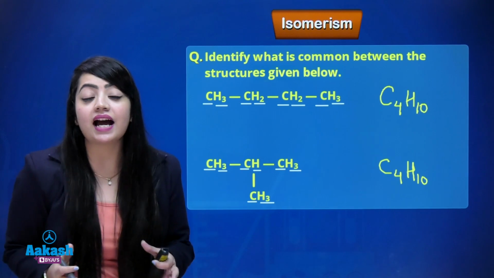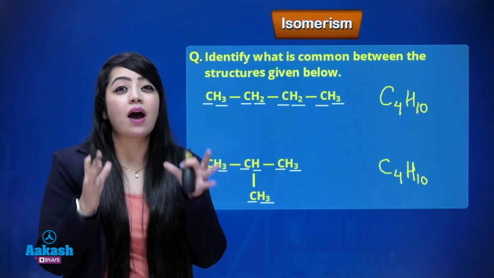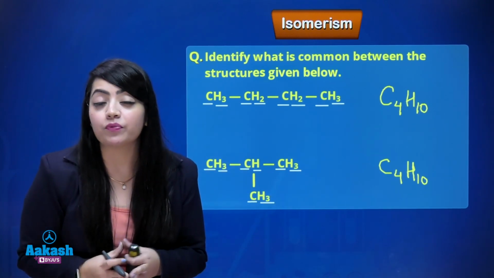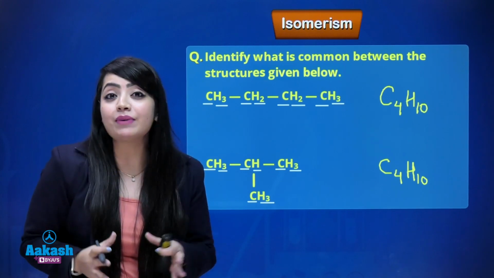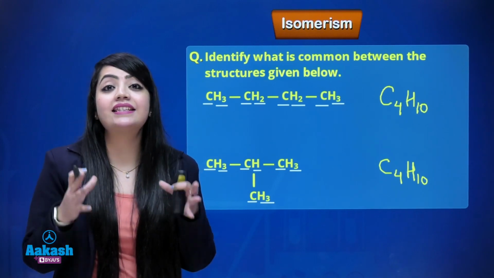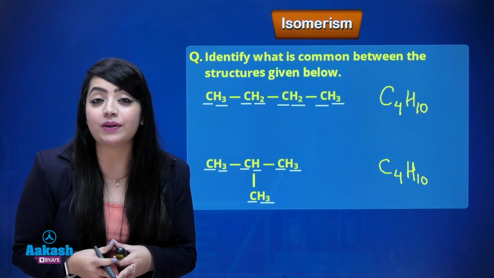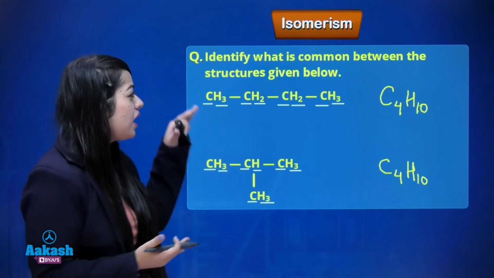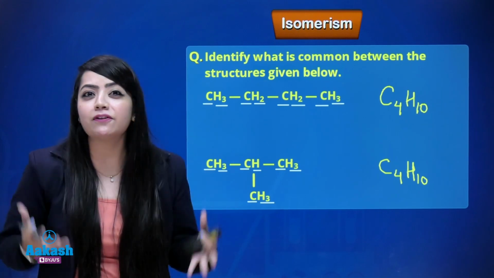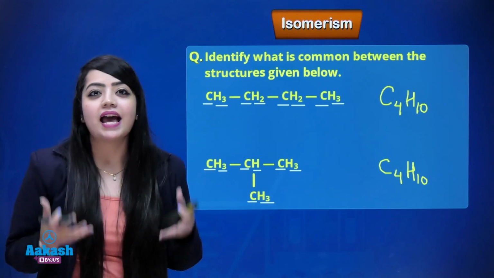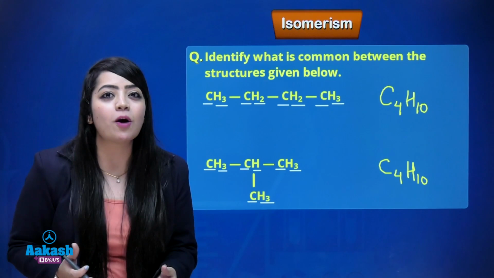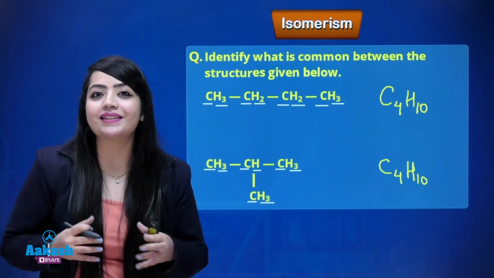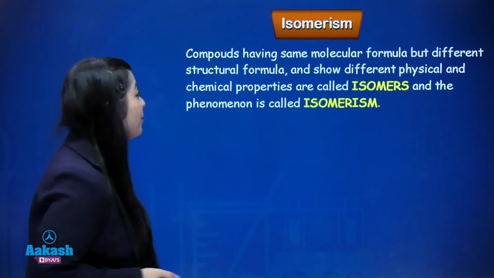So can you see that both the structures have one common thing in between them, which is they have same number of carbon atoms and same number of hydrogen atoms. That means its molecular formula is same. But can you see that both of them are looking different? They are structurally different. And this gives rise to a topic, that is isomerism. So what is isomerism, students?